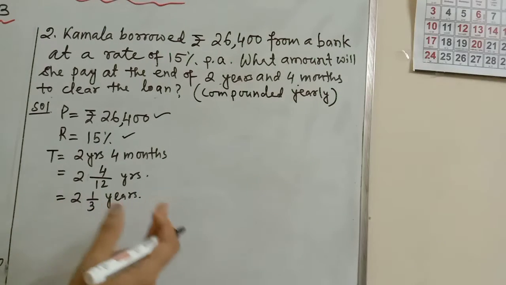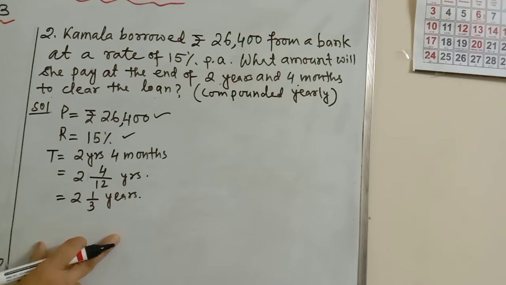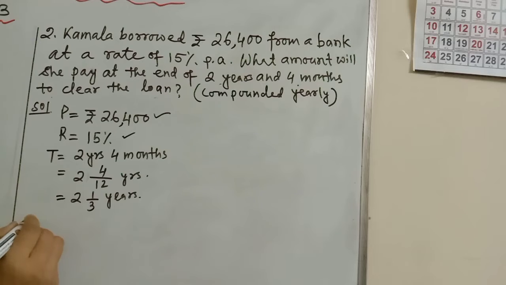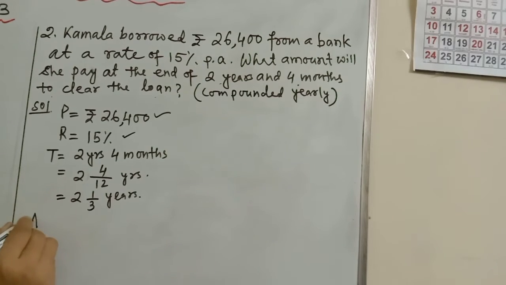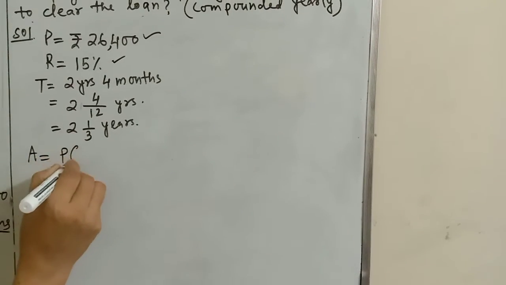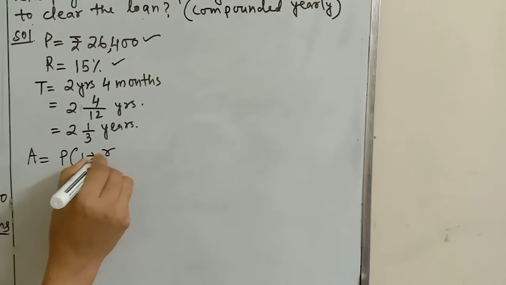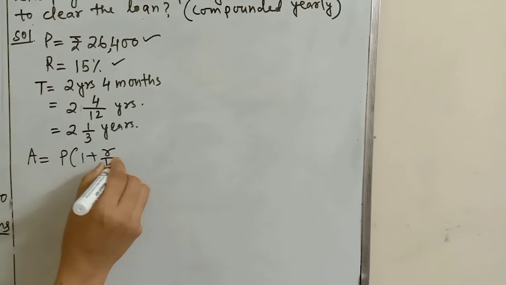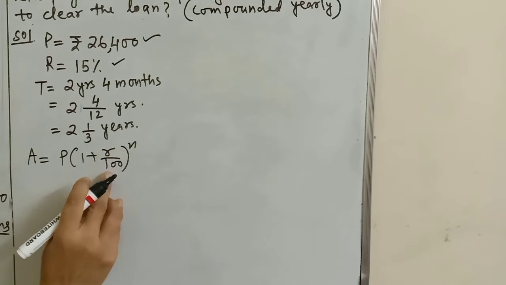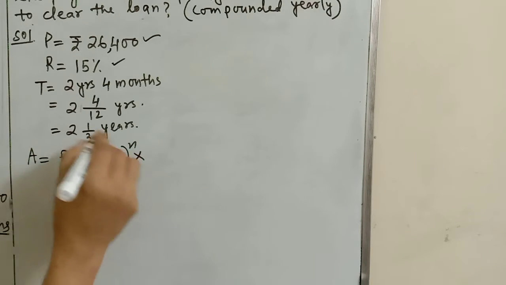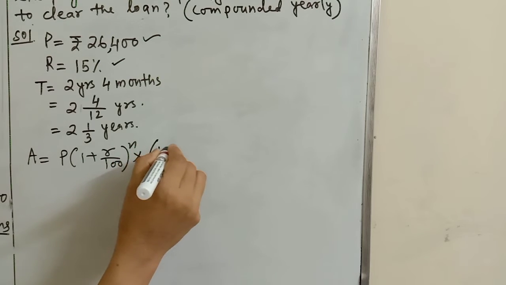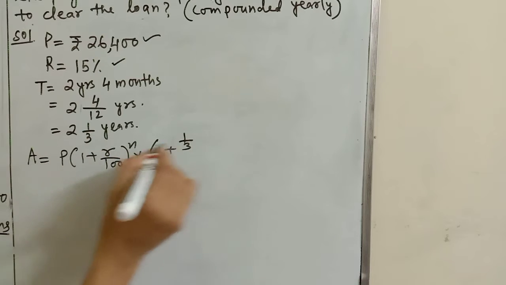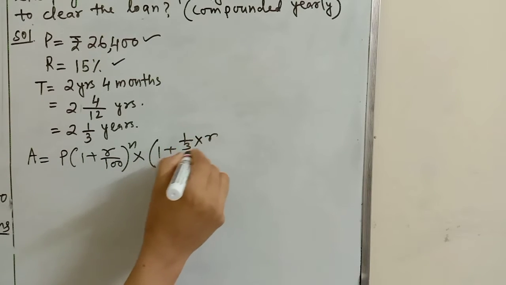You have to use that formula when we have fractional timing. So I will write the formula first. Amount is equal to principal into 1 plus r by 100, compounded annually. Compounded yearly means r by 100 whole to the power n, single n and 100. For the fractional year, you write 1 plus 1/3 into rate percent by 100.